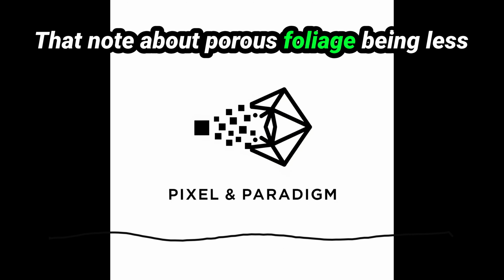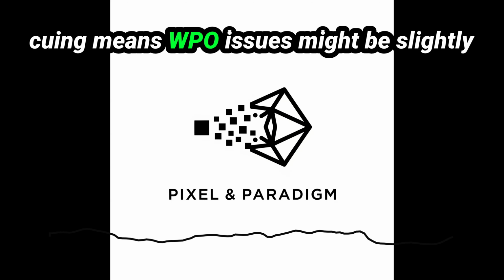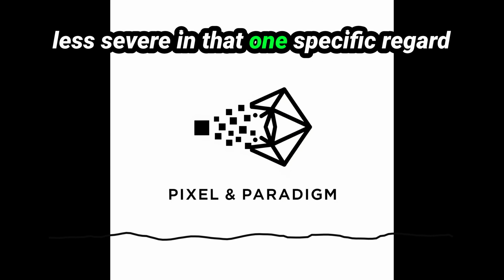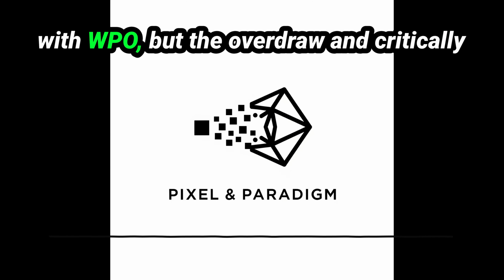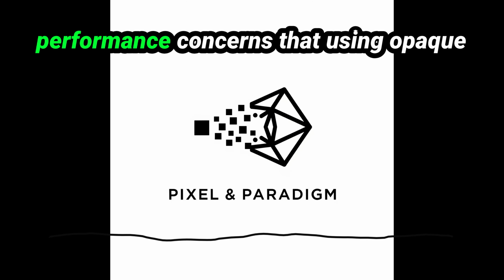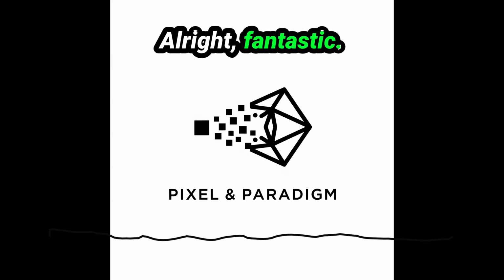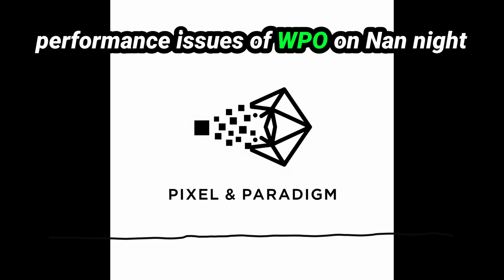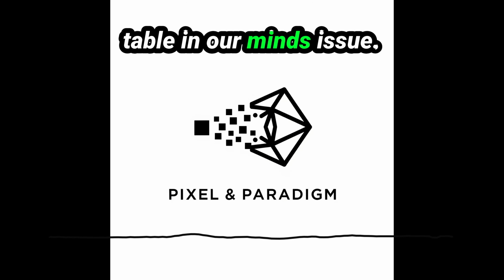That note about porous foliage being less problematic specifically for occlusion culling means WPO issues might be slightly less severe in that one specific regard compared to animating solid objects with WPO. But the overdraw and, critically, the VSM invalidation remain major performance concerns that using opaque materials helps significantly mitigate. Right, fantastic. Let's try to summarize the key performance issues of WPO on Nanite foliage and their primary mitigations, maybe like a quick reference table in our minds.